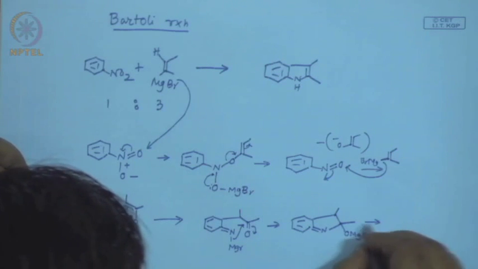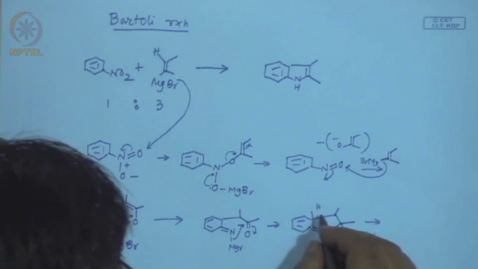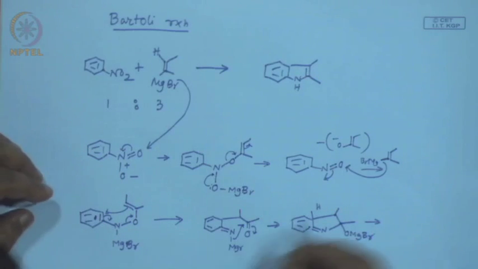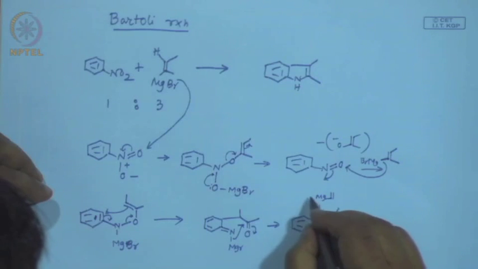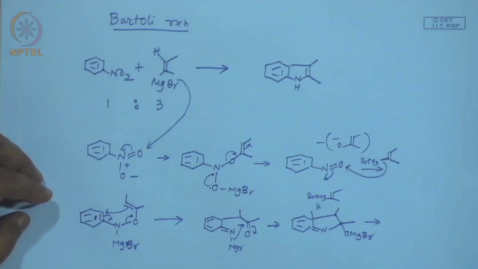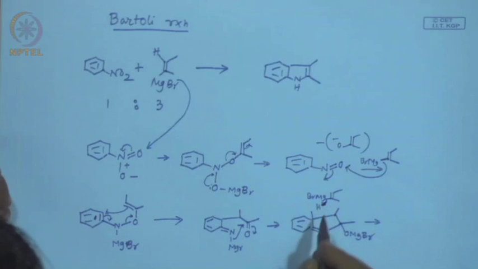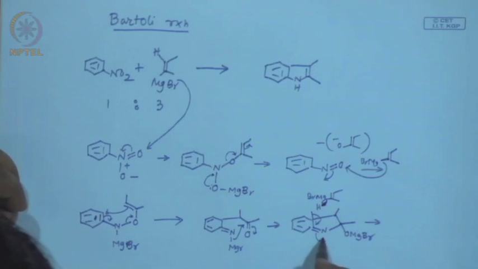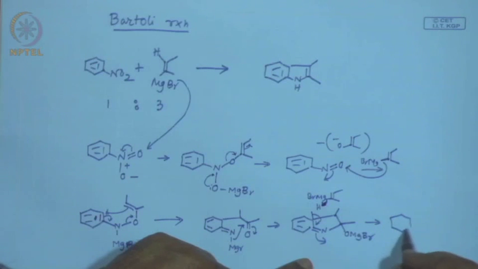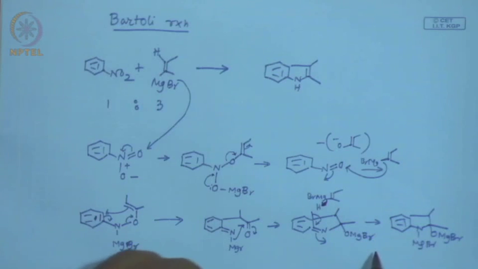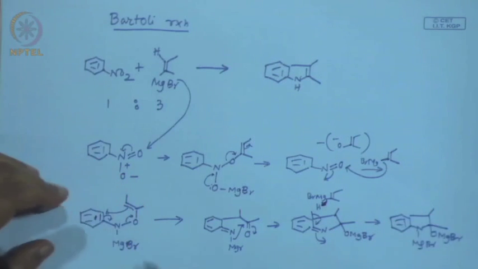Then probably the next step is the proton transfer, and this is where the last equivalent of magnesium is consumed. That is the reason why 3 equivalents of magnesium reagent are required. All of us know magnesium also picks up the acidic hydrogen. So it will pick up this acidic hydrogen, and eventually you will be getting a dimagnesiated product. This is magnesium bromide up here, and this is O-magnesium.